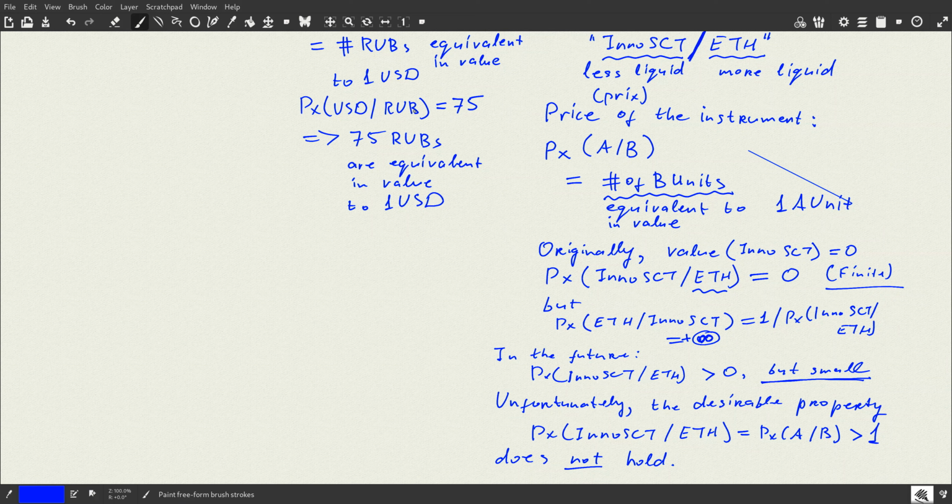For USD ruble, it does work, because the ruble at least has some non-zero value, maybe small compared to USD, and that's why the USD ruble exchange rate, it used to be 75, but still non-zero. So it is not junk paper, definitely not. So for that reason, we can simultaneously satisfy both properties, that the price is finite and the price is greater than 1. For our INCT coin, we can't.